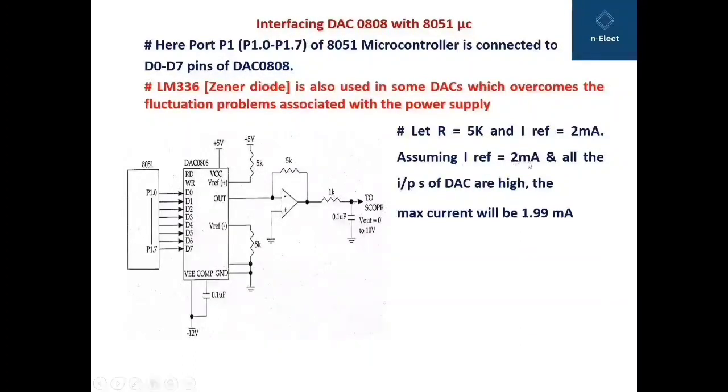Assuming I reference is equal to 2 milliampere and all the inputs of DAC are high, that is 1111 1111, the maximum current in that case will be equal to 1.99 milliampere, as you can calculate from the formula which we have already seen in the previous slide.